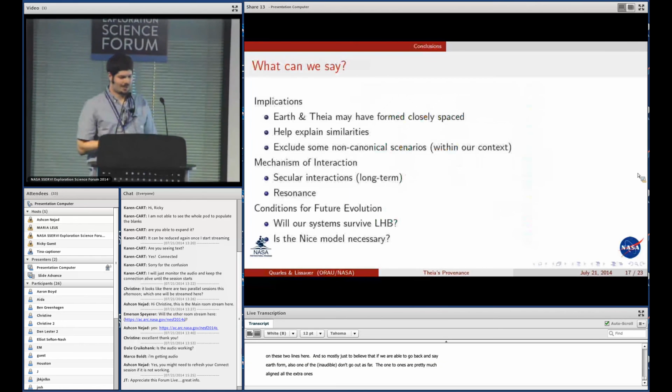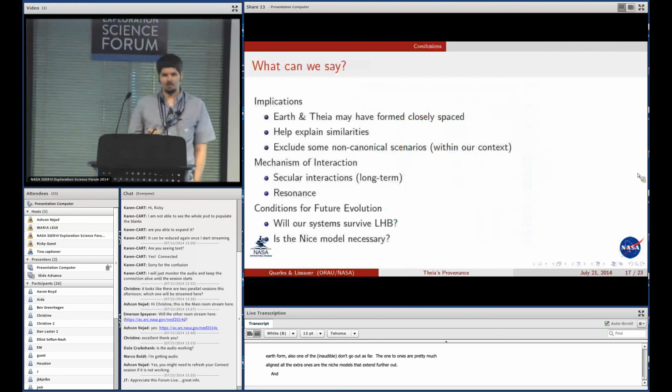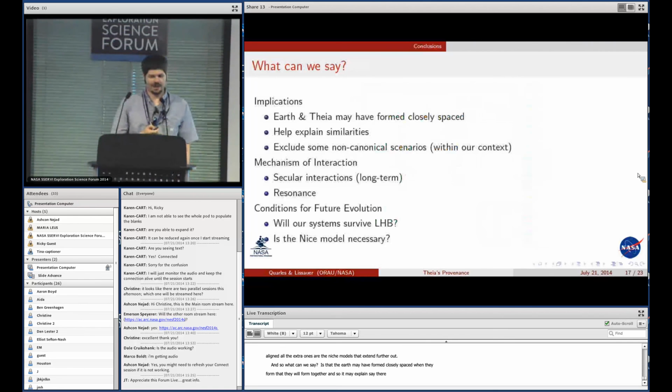And so what we can say is that the Earth and Theia may have formed closely spaced. This doesn't mean they formed at 1 AU, but whatever they formed at, they will have formed together. And so it may explain why they should be similar in their composition. And it may exclude some of the non-canonical scenarios, since ours favors the canonical scenario, and it may say that the Chuck and Stewart model may not be consistent with our simulations.